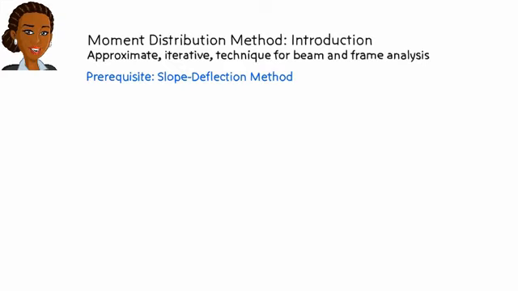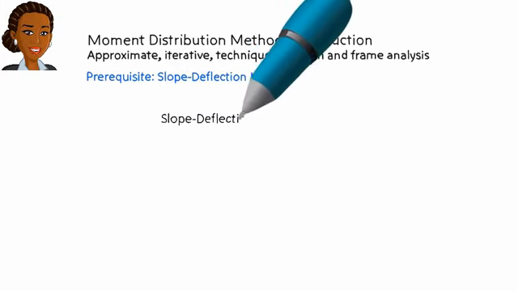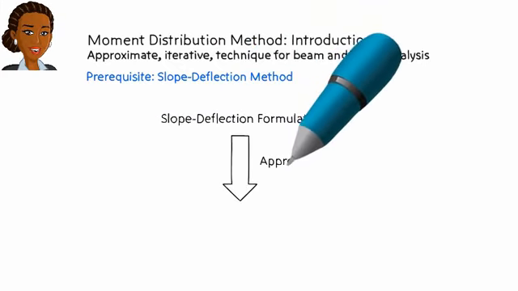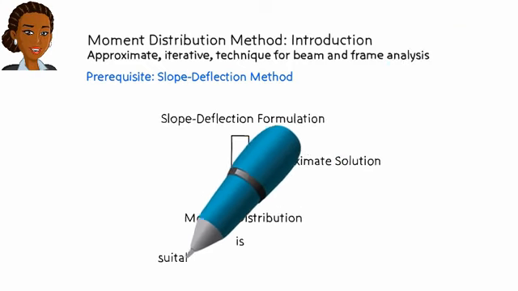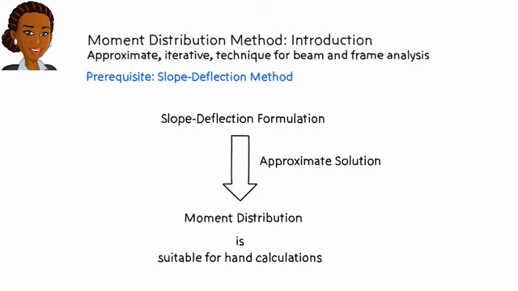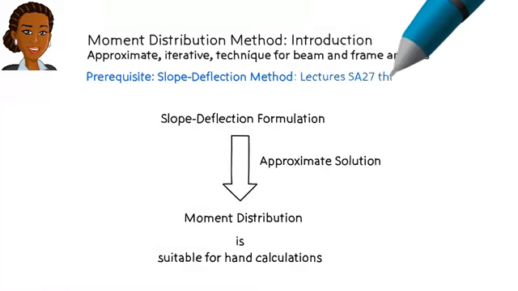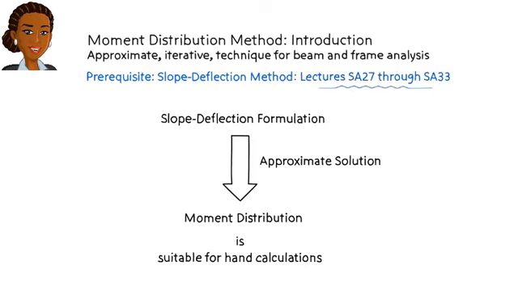Here, I am going to start with the slope deflection formulation for a continuous beam. I then show how the formulation can be viewed as a mathematical basis for the moment distribution method. If you are not familiar with the slope deflection method, please review lectures SA 27 through SA 33.